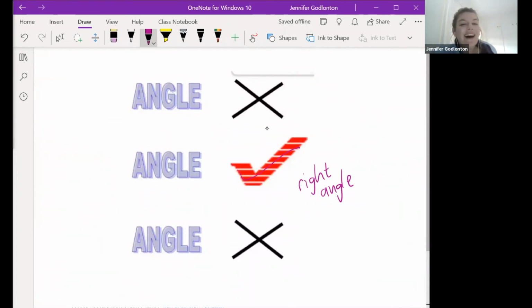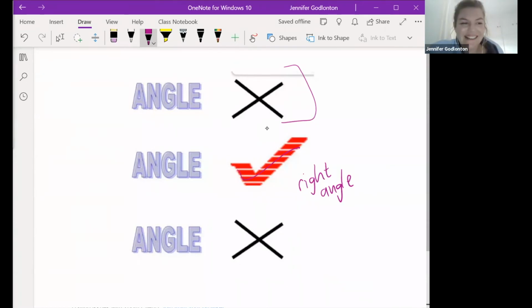So the other class also said SAS, and I do see what you guys are thinking, and I like it because it's in line with congruency. But yeah, it's not SAS because they haven't told you that this is a side. But it is 100% a right angle. Nice job. Good work. I like it.